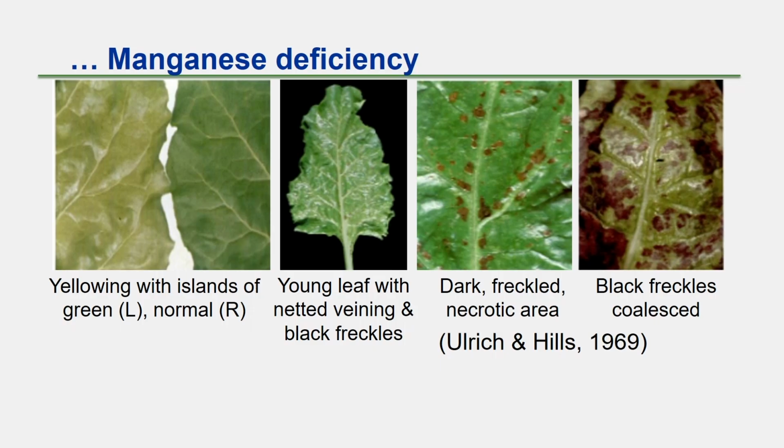Now, see pictures for manganese deficiency. Yellowing with islands of green. Or here and there you will find greenness in leaf. Young leaf with netted veining and black freckles here. Dark freckled necrotic area. And lastly, you can see the severe deficiency symptom of manganese, black freckles coalesced. They merge into each other and the whole leaf can become dark brown.